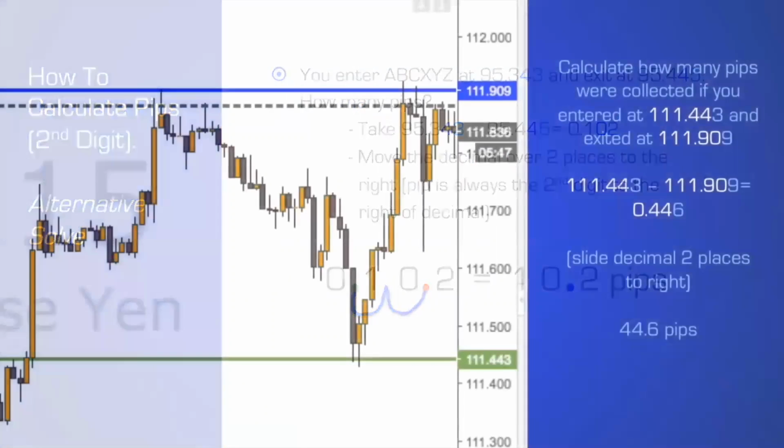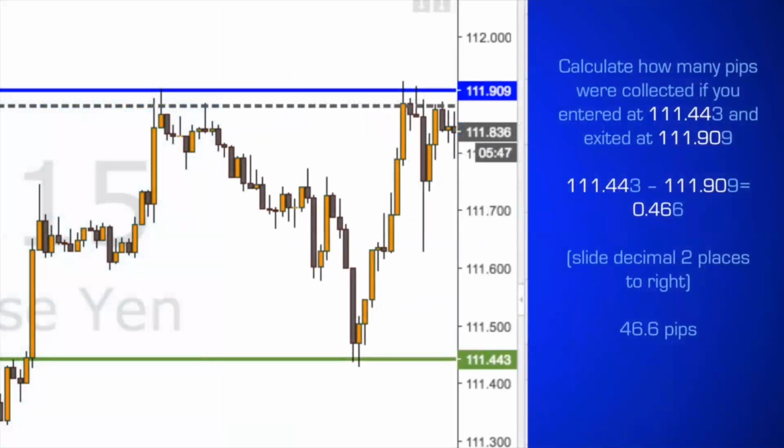pairs. Okay, so now you have a yen pair right here, and you can see that, remember, this one's a little bit different because you have 2 decimal places. What you're going to do is you enter that 111.443 and you exited at 111.909, and you should have gotten 0.466. See, after sliding the decimal places 2 places to the right, you should have ended up with 46.6 pips. Is it now starting to make more sense to you?